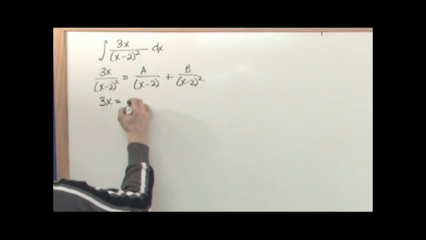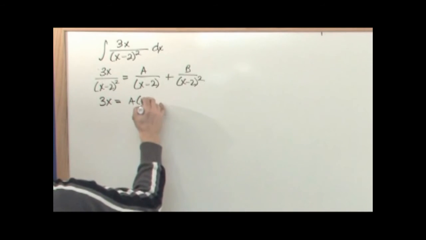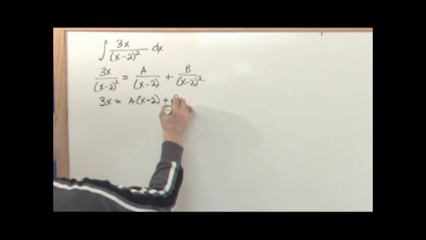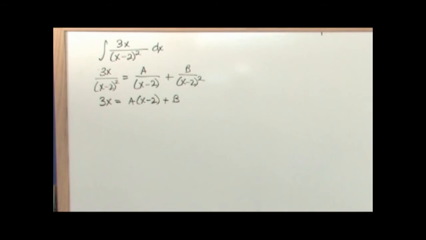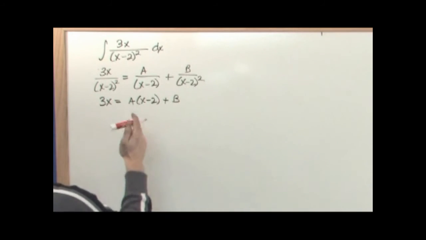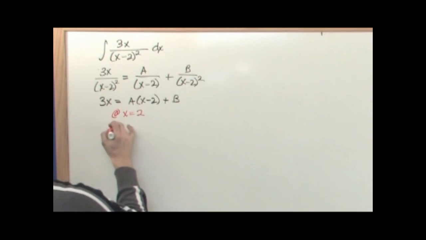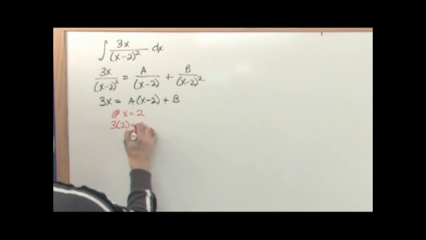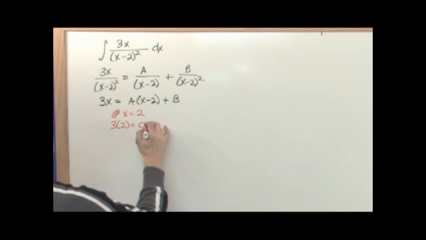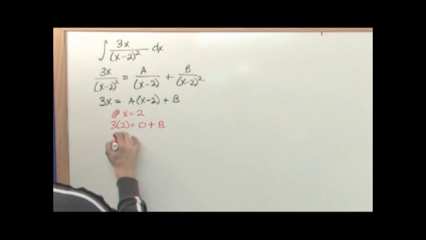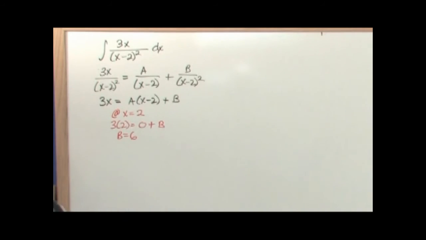3x is equal to a times x minus 2 plus b, because x minus 2 is going to cancel completely when we multiply it all out. Okay, now let's choose our clever values here. At x equal to 2, I have 3 times 2 is equal to 0, since 2 minus 2 is 0, plus b. So I have b is equal to 6, so that's important. b is equal to 6.